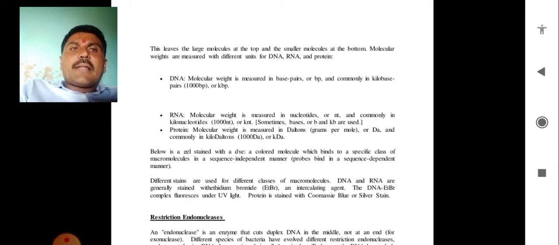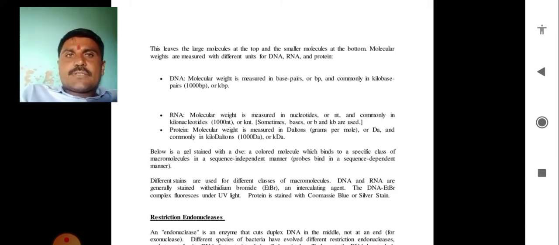Molecular weights are measured with different units for DNA, RNA and proteins. What we see in gel electrophoresis, the technique for isolating DNA molecules, RNA molecules and proteins, is that the large molecules are at the top and the smaller at the bottom. Large will go at the top and smaller will go at the bottom. Molecular weights are measured with different units.